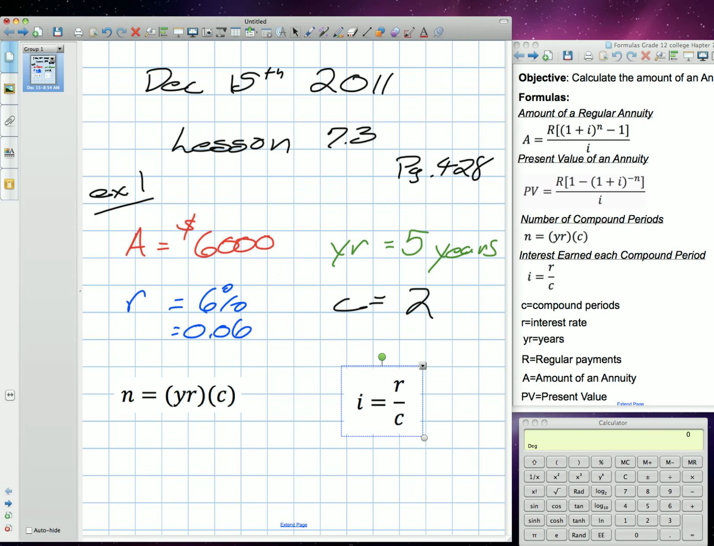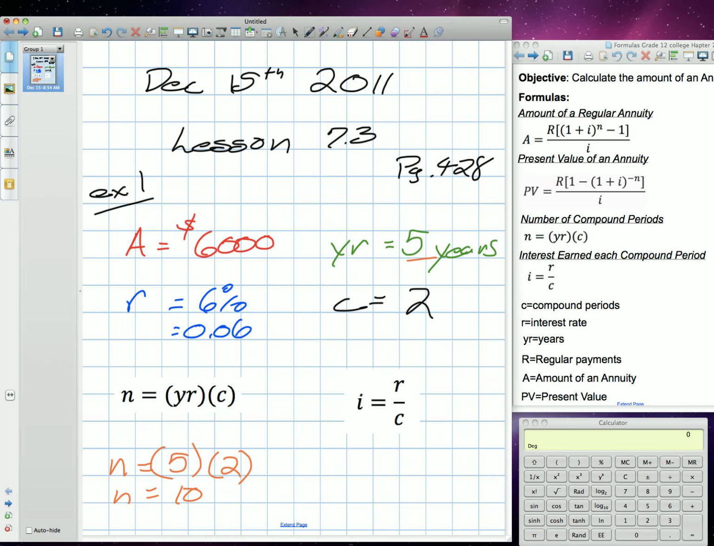N is equal to, our years was 5, and our compounding periods was 2. So N, if you look at the definition, is the number of compounding periods. There's going to be 10 compounding periods. They're going to earn interest 10 times over the course of 5 years. That's what our N is telling us.